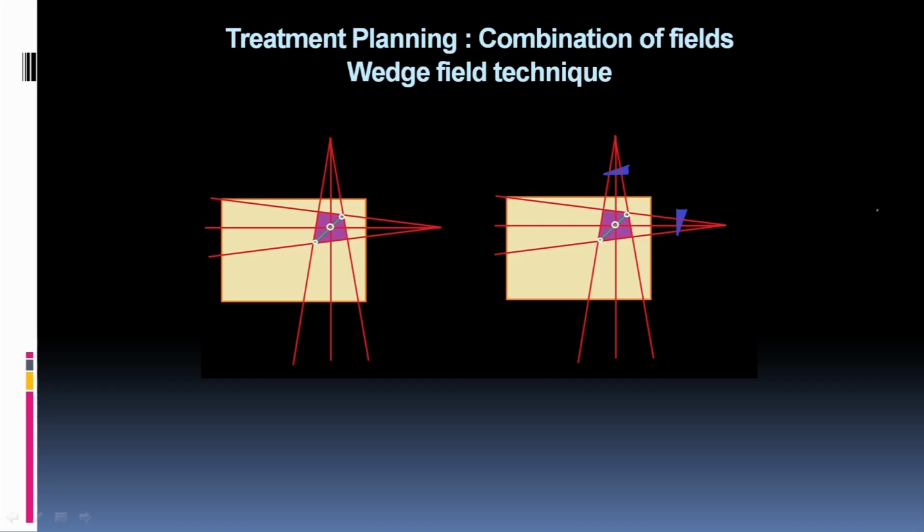Now, in treatment planning, combination of fields, we also need to discuss the wedge field technique. You see, if we use 2 angled beams, one from the anterior side and another from the right lateral side, you can see this point, both beams only travel this much amount of tissue and this much amount of distance from the source.